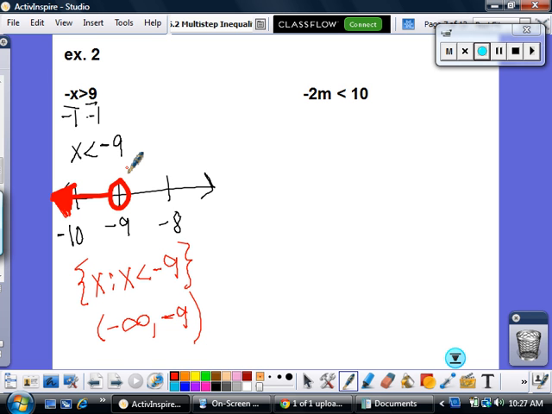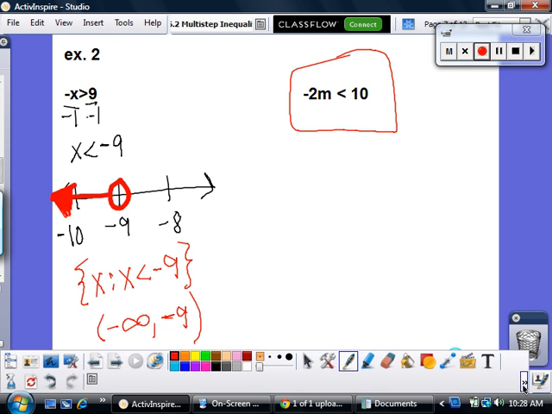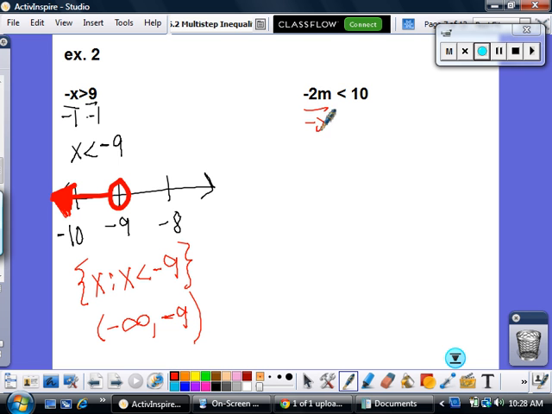Alright, I want you to take this problem and do the whole thing. Solve it, graph it, do set builder and interval notation. Now you're going to be dividing by a negative, so do not forget what's going on when you divide by a negative. Yes? Need some help? Okay. Alright, so we're going to divide by -2, and we're realizing, hey, we're dividing by a negative, so that's going to flip the symbol.